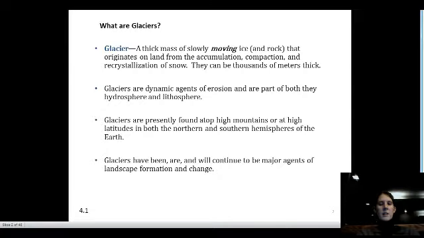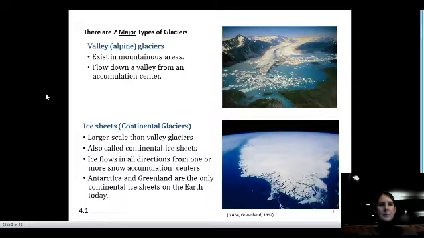These are dynamic agents of erosion. They are actually one of the primary erosive drivers on the continental mass and are part of both the hydrosphere and the lithosphere. Glaciers are presently found on high mountains or at high latitudes in both the northern and southern hemispheres of the Earth. Glaciers have been, are, and will continue to be major agents of landscape formation and change.